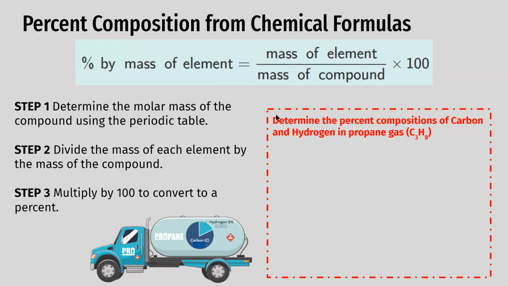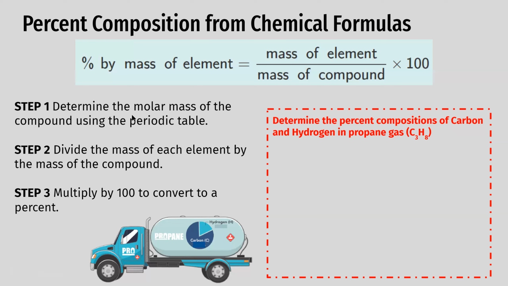And then we're just going to multiply that by 100 to get our percent. So in this example here, we're going to be looking at the natural gas propane. A lot of you probably have used propane for your grills. There's a lot of other applications for propane, but it has the formula C3H8. And what we're going to be asked to do is determine what percent carbon makes up in that C3H8, as well as what percent hydrogen makes up in that C3H8.